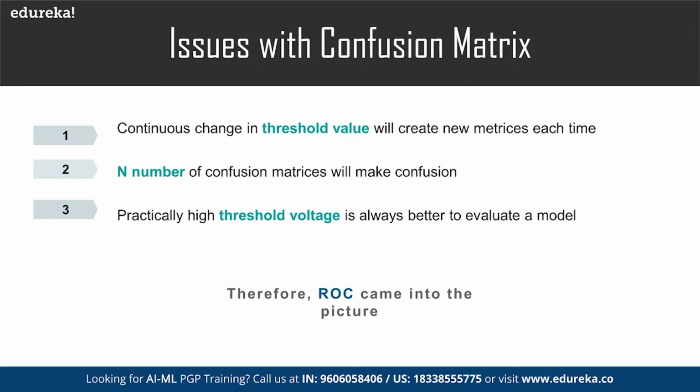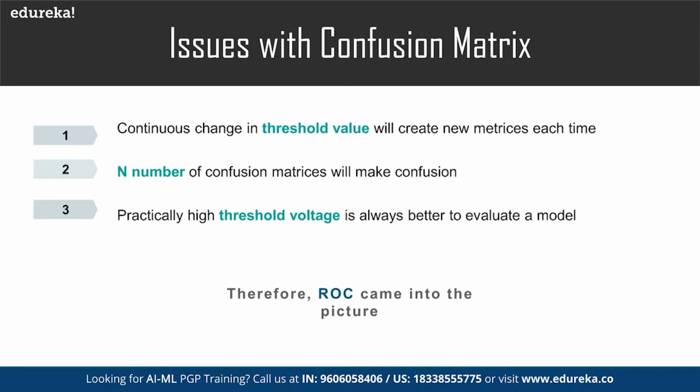So n number of confusion matrices will create confusion. As we change the threshold continuously, we get a different confusion matrix each time, which will of course confuse everyone, including the programmer. These are things we see happening all over the place. Practically, we choose a high threshold value for training the model, and it is also often used for evaluating a better model.